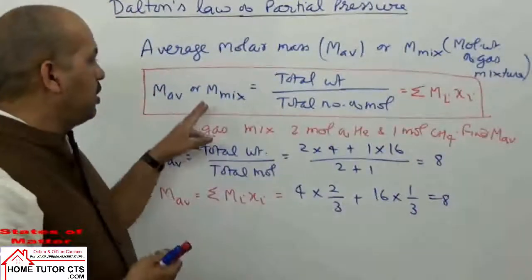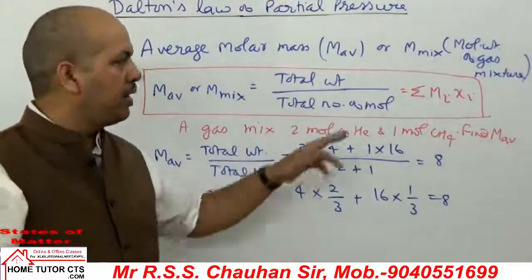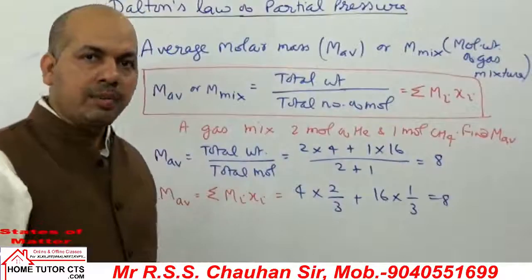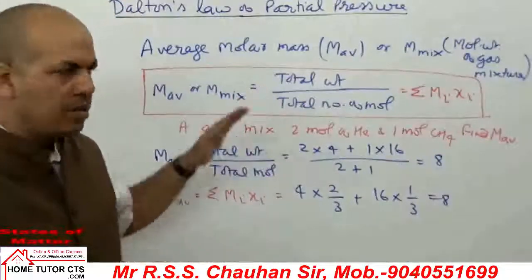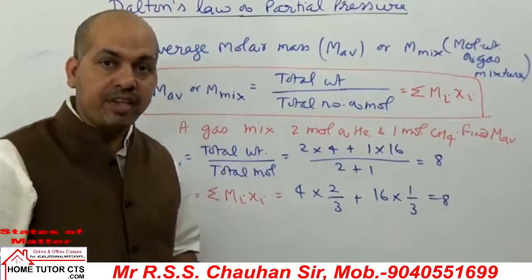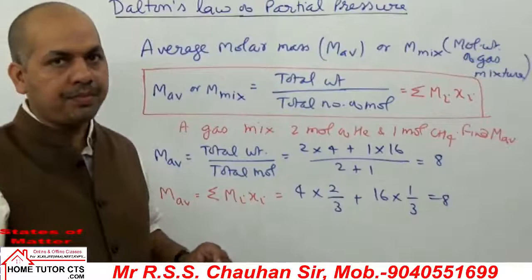Average molar mass or molar mass of mixture is total weight by total number of moles, can be given by expression summation of this one or this one. Both can be used here. So I hope this concept is clear. Average molar mass or the molar mass of gas mixture.